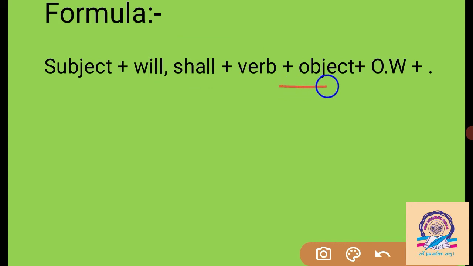Then the third position is the object. The action occurs upon the object. Then whatever else we want to write, we can write as other words. Last, we have to put a full stop in an affirmative assertive sentence. So remember it carefully. First the subject, then the helping verb will or shall, then the main form of the verb, then the object, then other words, then a full stop.